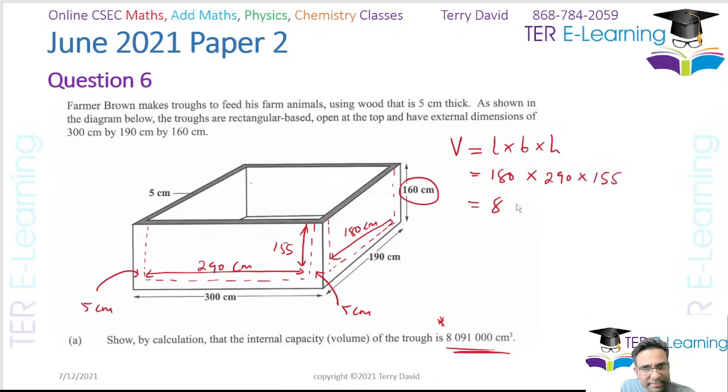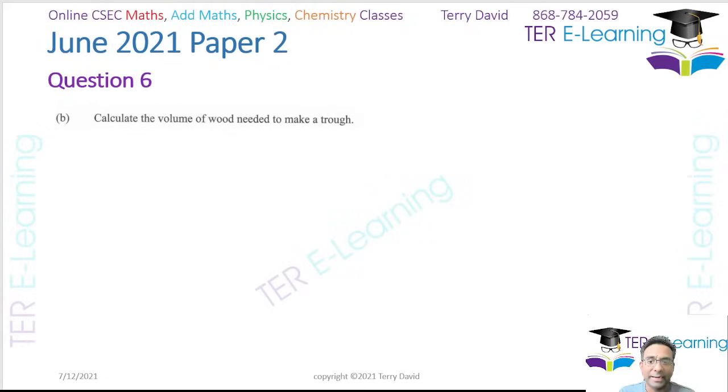So I'm getting 8091.123 cm cube, right? And look, that's what they asked us to prove. So we've done that. So we've proven what they asked us to do. That's the answer. Right? Now let's look at the next part here now.